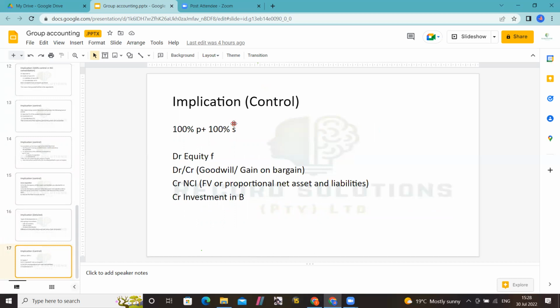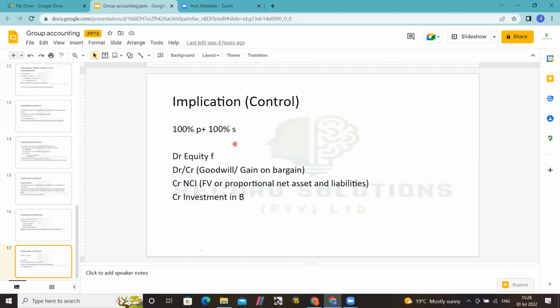Firstly, you're going to debit the equity of the subsidiary, every equity item: retained earnings, share capital, revaluation surplus, mark to market, anything that's in equity for the subsidiary. Why? Because this is the main elimination journal entry, and we eliminate it because you cannot invest in yourself. You cannot have equity in yourself.